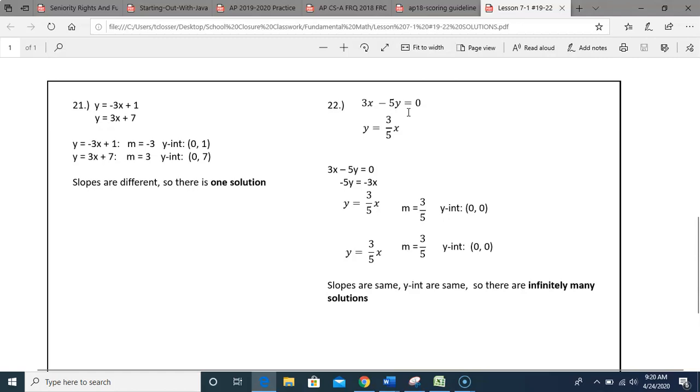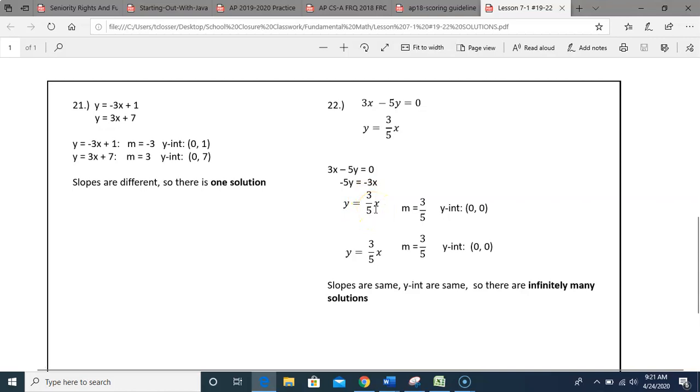And the last question, we have 3x minus 5y equals 0. So we have to get that into slope-intercept form. So here's the whole system. And we also have y equals 3/5 x. So let's take this first equation, 3x minus 5y equals 0, and we have to get it in slope-intercept form. So we're going to subtract 3x from both sides. That leaves us with negative 5y equals negative 3x. We don't write plus or minus 0, so that's why there's no 0 there now. And now we have to divide both sides by negative 5. So negative 3 divided by negative 5 is a positive 3/5 x.